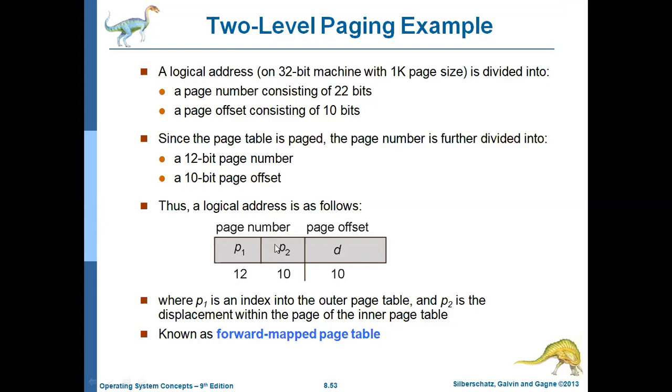This is P1 as a page number, this is P2 as a page number, then comes the offset. 12 bits are stored for P1, 10 bits for P2, and 10 bits for the offset. P1 is an index into the outer page table, and P2 is the displacement within the page of the inner page table. It is called a forward-mapped page table.